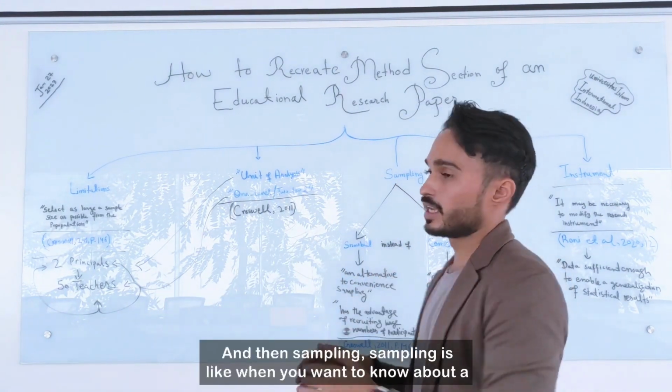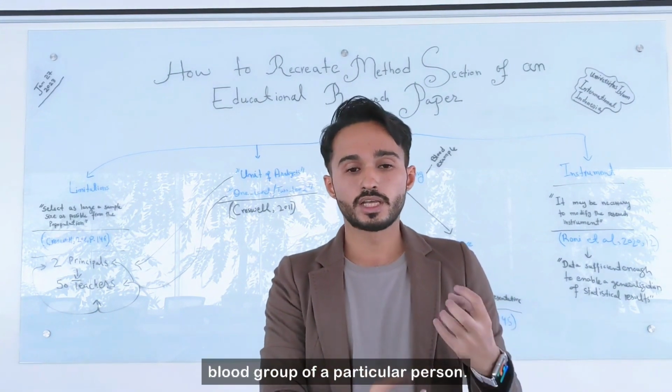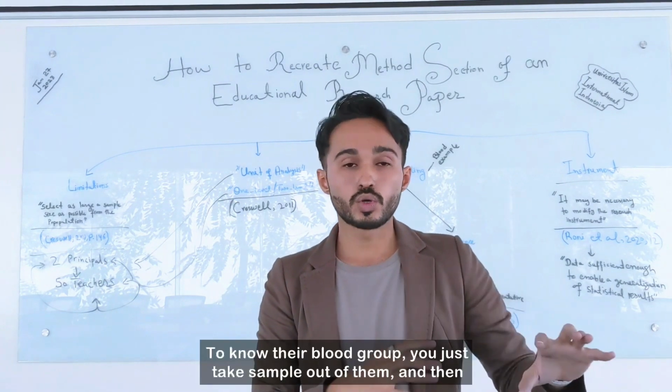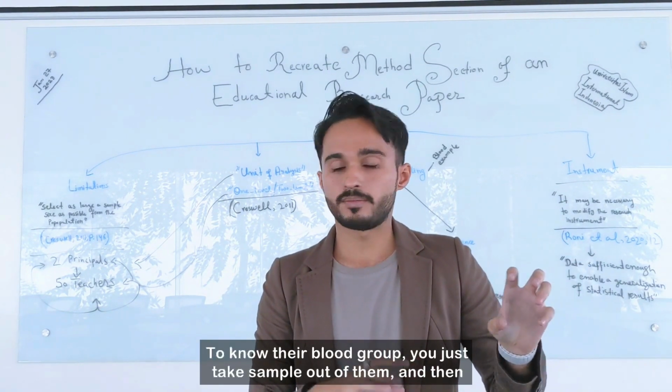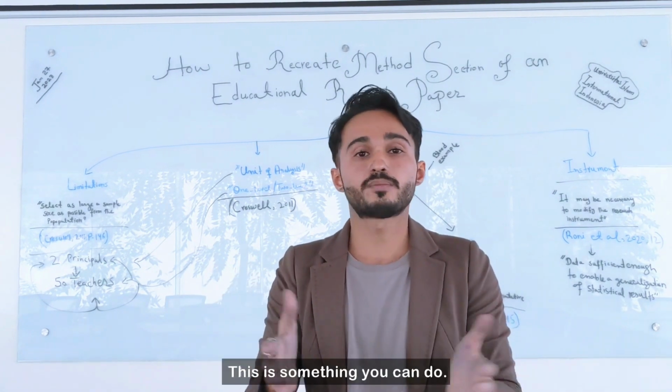And then sampling. Sampling is like when you want to know the blood group of a particular person, you don't take the whole blood out of them. To know their blood group, you just take a sample, and from that you can generalize the blood group that that person has. This is something you can do.